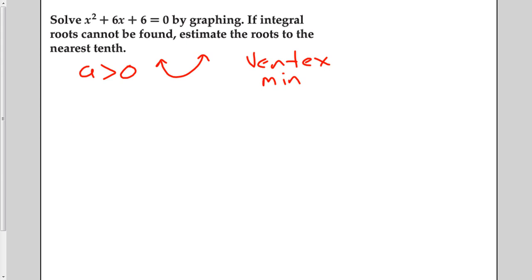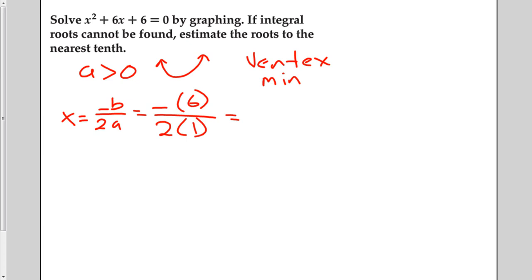The next thing we can do is check our axis of symmetry, just because we may need it later. And that formula is negative b over 2a. B in this case is a positive 6, divided by 2 times 1, that was the leading coefficient, which gives us negative 6 divided by 2, which is negative 3. So we know at least that our vertex is a minimum. We know that our axis of symmetry is at minus 3. That's where the graph is basically split right down the middle.